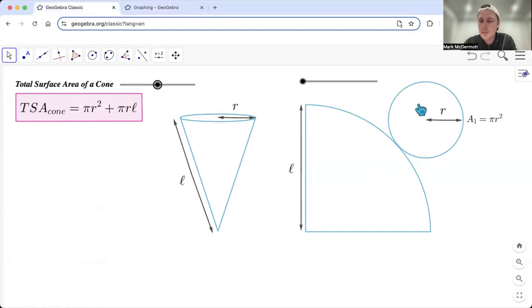Okay, what we can say from there is, again, I think we know that the area of a circle is pi r squared. So we can call that A1, our first area. So that's pi r squared, and that's this part. All right, the next part's a bit more interesting.